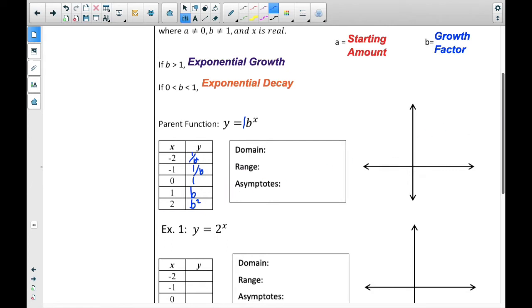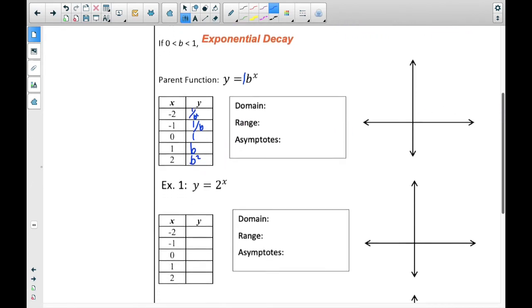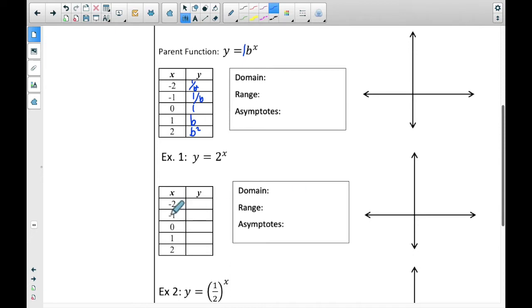Now I realize with b, that's a little bit difficult for you to grasp. And so we will do some that have numbers in them. But let's actually start with this b, because there are some things that are going to be common in the graph. And that's why I wanted to do this parent function with just a b. Let's make some tick marks on our graph. I just made some tick marks on the graph. And I always have a point at 0, 1. You will always have a point at 0, 1.